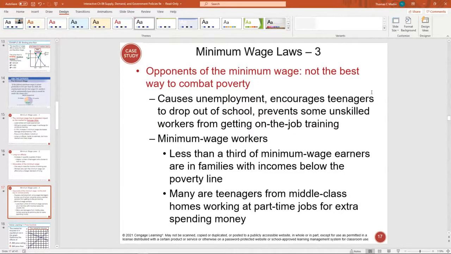Now, the best way to talk about poverty and how to deal with it: we raise the minimum wage, we have artificial intelligence get into play. That causes unemployment of unskilled workers and teenagers to decline, prevent some unskilled workers from getting on the job training.